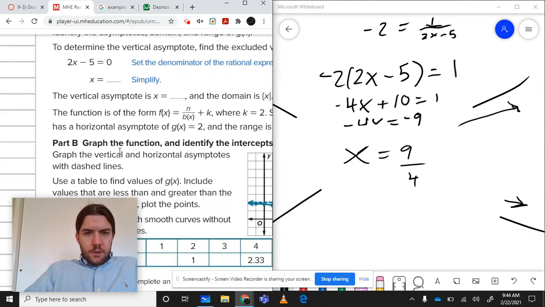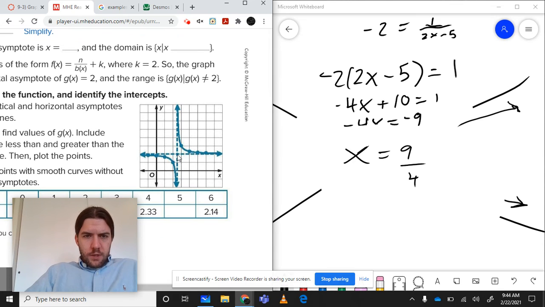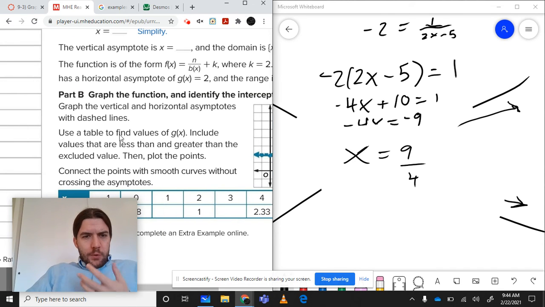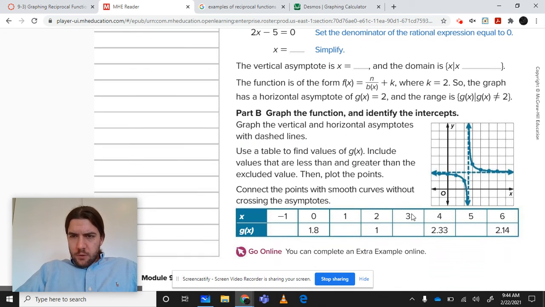They're also just suggesting that you would go in and find points slightly to the right and to the left of that intersection of the asymptotes, and you would plug those into your function and find their outputs. So nothing really too complicated here.